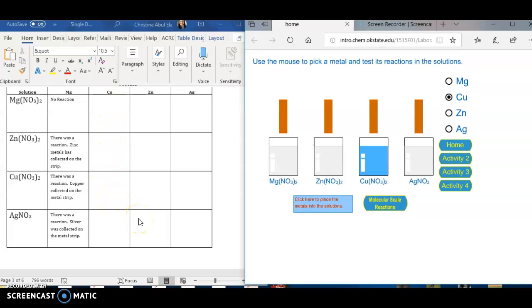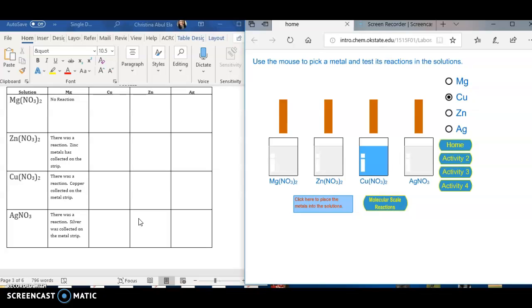Once you have data table 1 filled out, you should have 6 reactions that have happened. If you've done it correctly, there should be 6 boxes that say there was a reaction and the rest should say no reaction. And so you want to take those 6 reactions and write them out in data table 2.